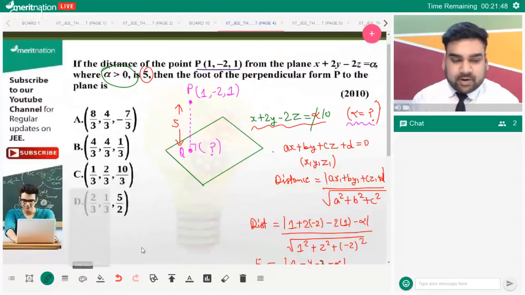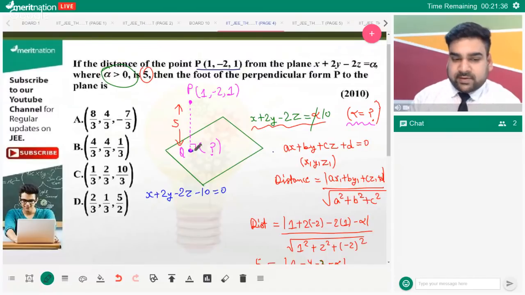So now we got our correct equation of the plane. The equation of the plane is x plus 2y minus 2z minus 10 equals 0. This is our required equation of the plane. Now, once again, we need to calculate the foot of perpendicular. Same concept I'm going to use over here.